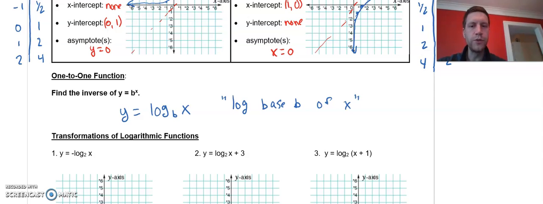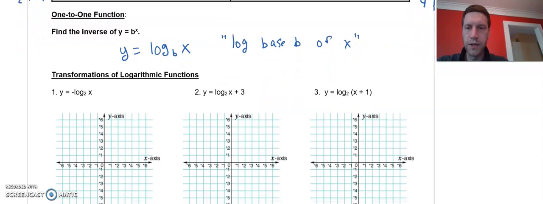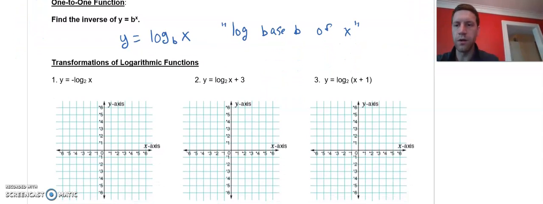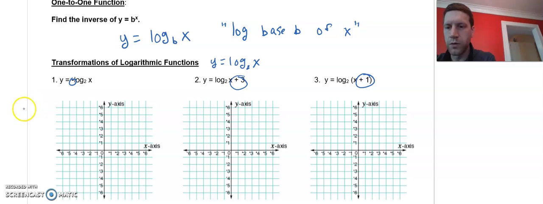So transformations, you guys have done transformations. We've tested you on this. You've done it in years past. So for each of these, I'm not going to walk you through everything, but what I will say is these are all based off the parent function y equals log base 2 of x, which we did in the warm-up. So just notice that negative there, right? That's going to be a reflection. This +3 will be a shift, a translation. This +1 will be a translation. So I'll walk through the first one here.